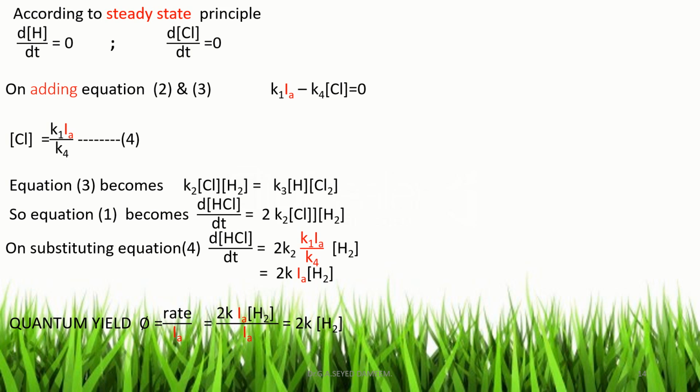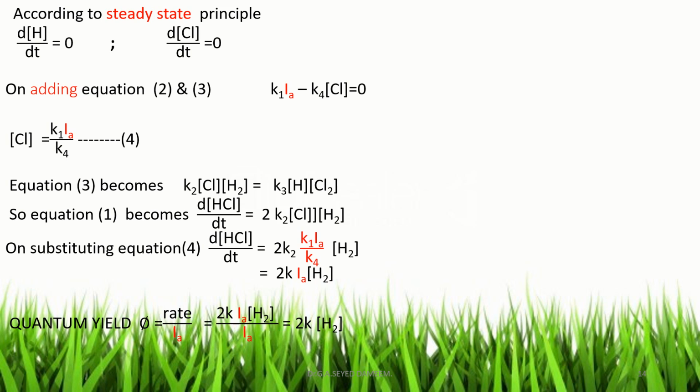Now we get this equation by simply writing the rate constants K2K1 divided by K4 as K. We get 2K Ia into the concentration of H2. So the final rate of formation of HCl is d[HCl]/dt equal to 2K2K1Ia divided by K4 into the concentration of H2, which is otherwise written as 2K Ia [H2]. This is the rate of formation of HCl which follows this mechanism photochemically.